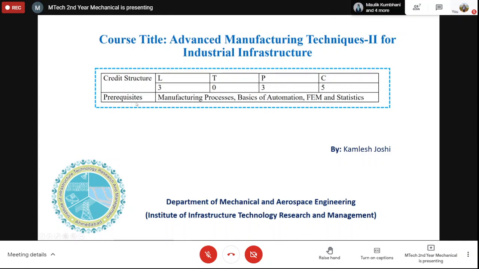There are some prerequisites written here. You should have basic knowledge of UG subjects like manufacturing processes, basics of automation, finite element method and statistics. You should have a bit of understanding of these things. The subject is jointly taken by me and Dr. Navneet Khanna, so half of the syllabus will be coordinated by Dr. Navneet Khanna.